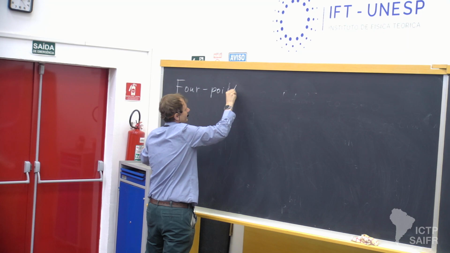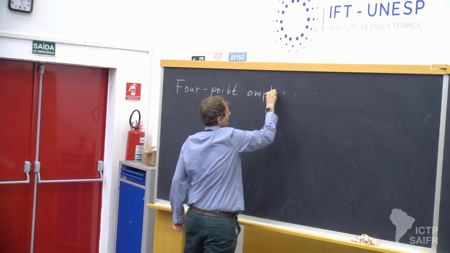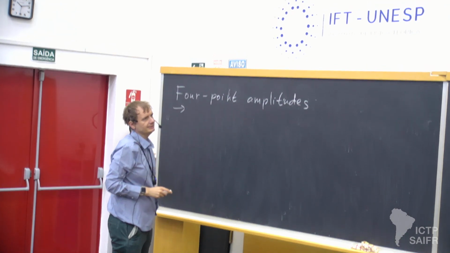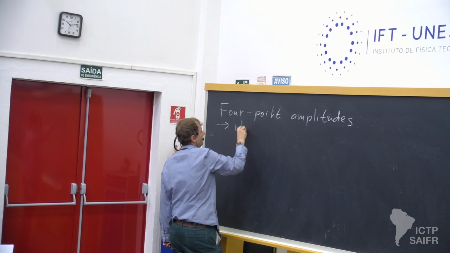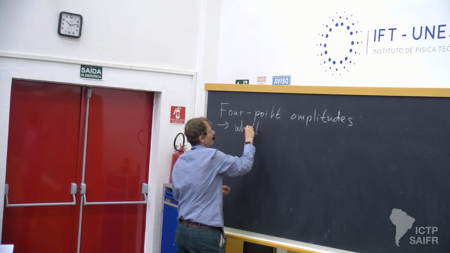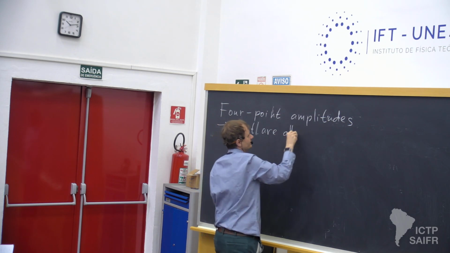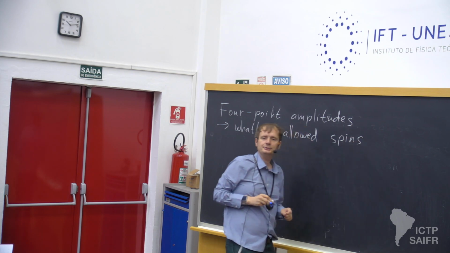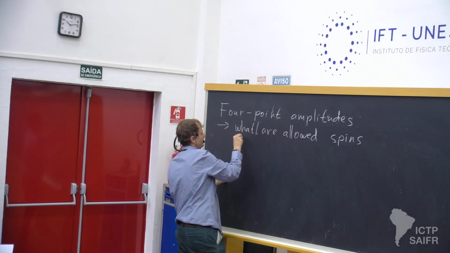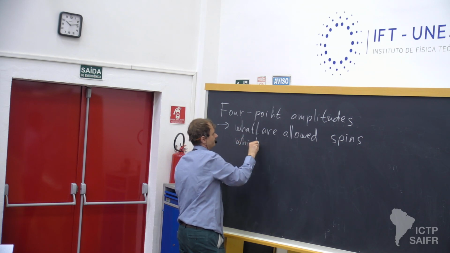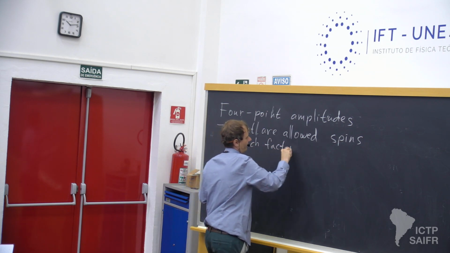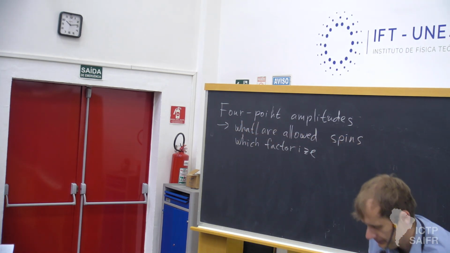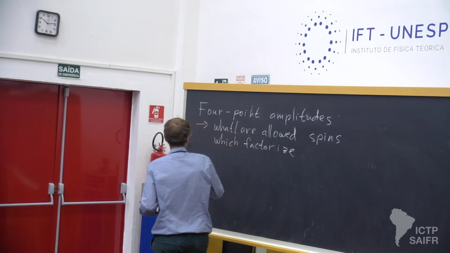So 4-point amplitudes. In particular, we would like to answer the question, what are the allowed spins which factorize properly, which satisfy these factorization statements. Okay, so what do we know? So let's now consider the spin S.